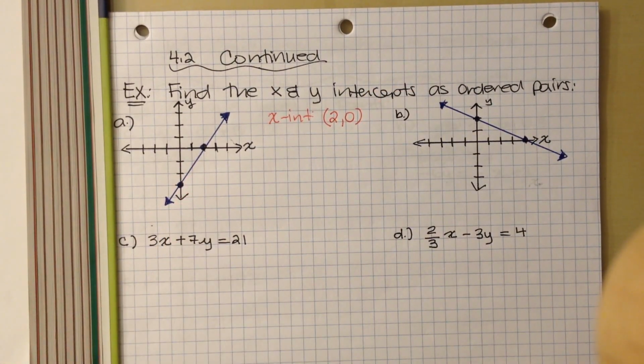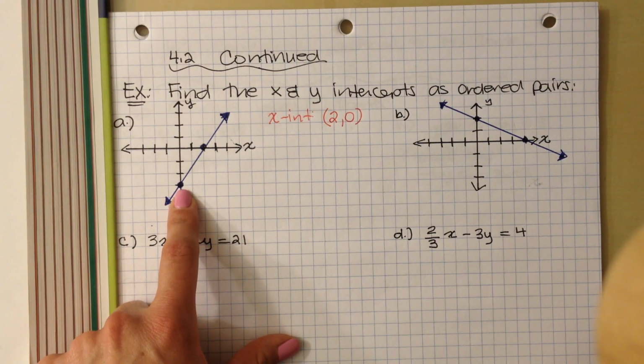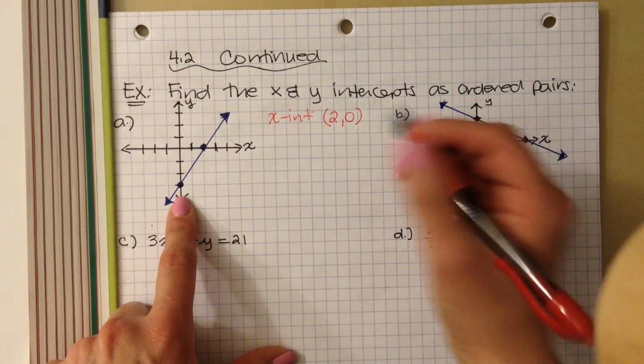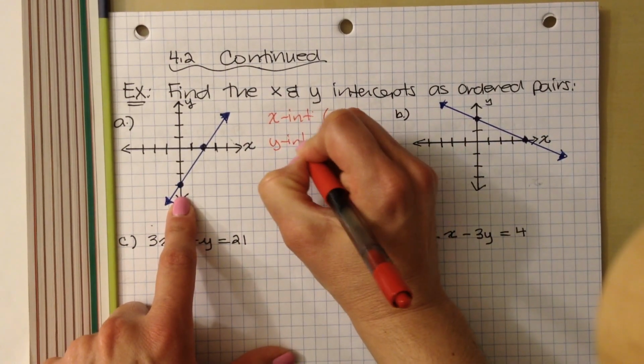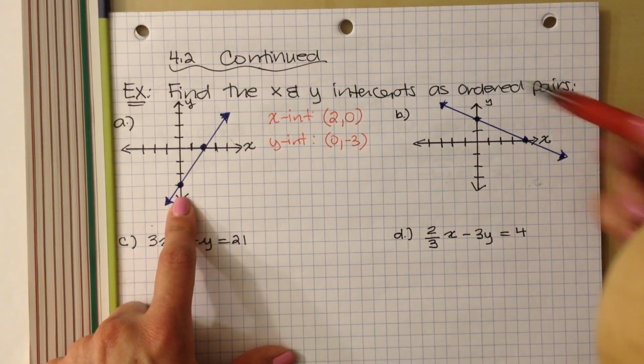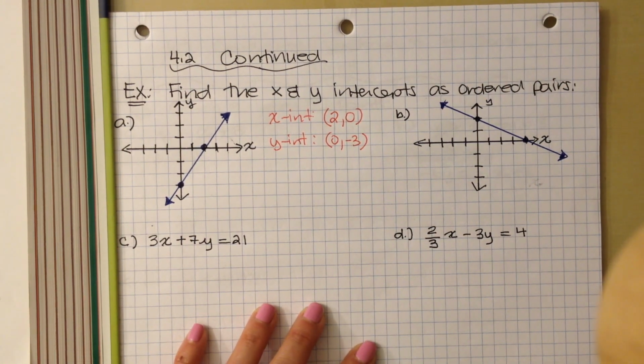And our y-intercept is the point where the graph crosses the y-axis. It crosses the y-axis right here, and we just read off the point from the graph. So x is 0 and y is -3. Okay, so we have our x-intercept and y-intercept. Let's take a look at B. Again, the x-intercept is where your graph crosses the x-axis. The y-intercept is where your graph crosses the y-axis. So you just basically read your answer from the graph.